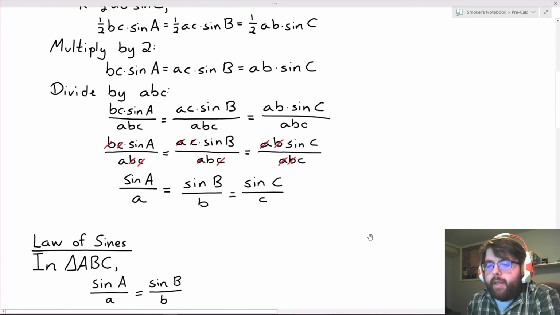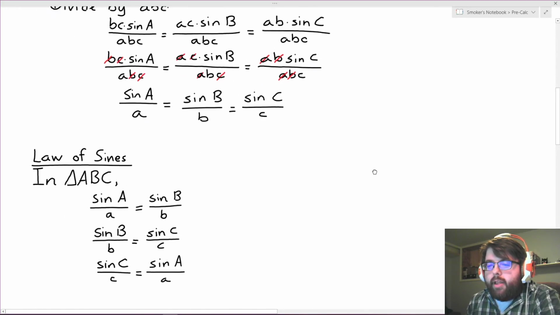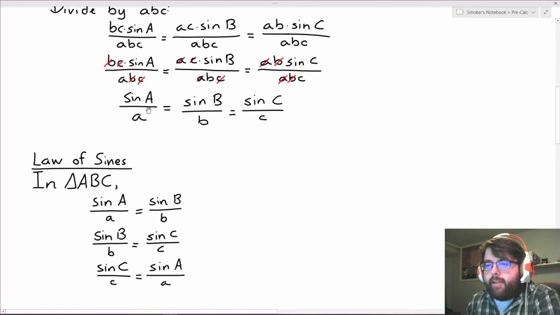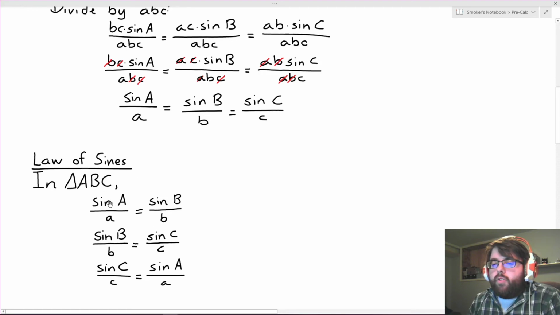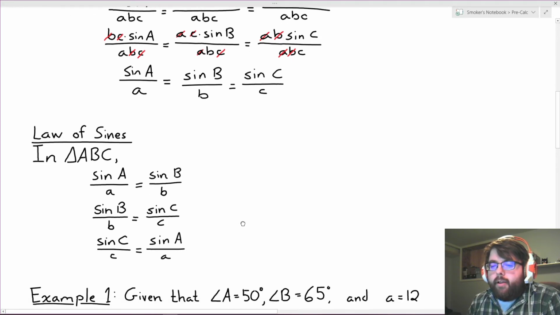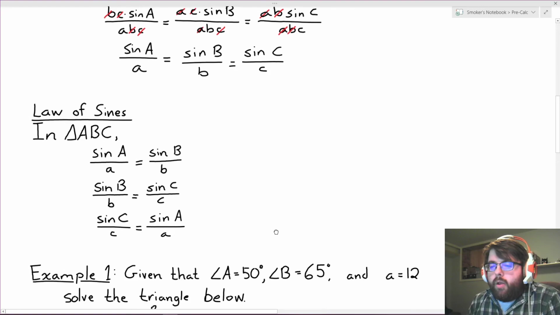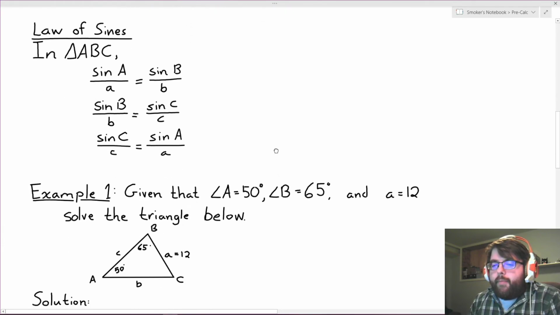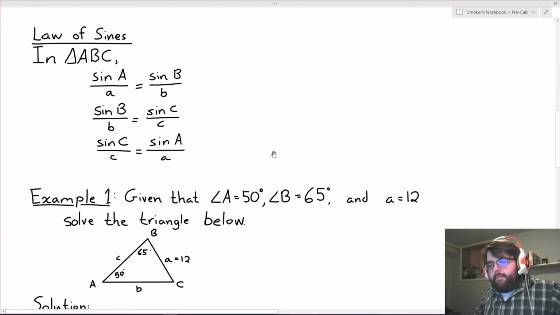So ultimately, the law of sines is the possibilities of matching any two of these three. So the law of sines is sine of A over A is equal to sine of B over B. Sine of B over B is equal to sine of C over C. Or sine of C over C is equal to sine of A over A. And so if you needed to solve any part of this and you had the other three pieces of information, you'd know how to do that, hopefully. So, are you ready for an example of law of sines?